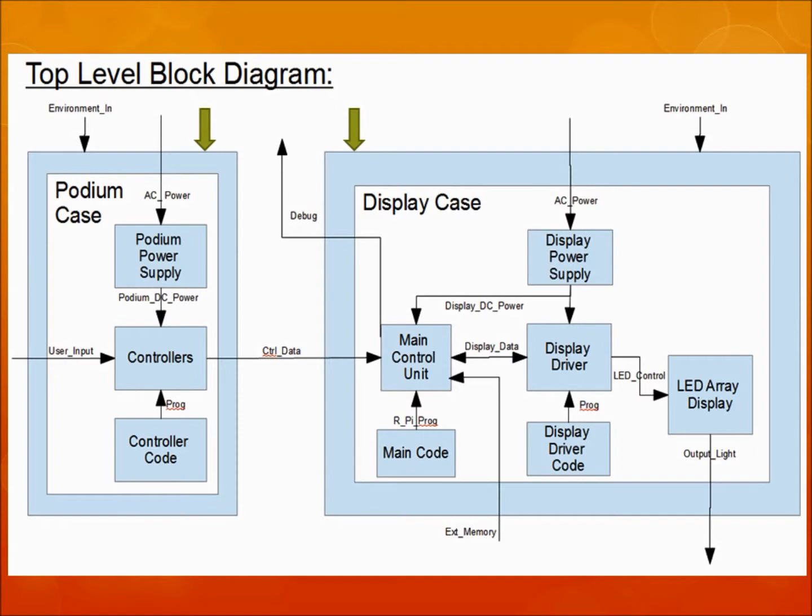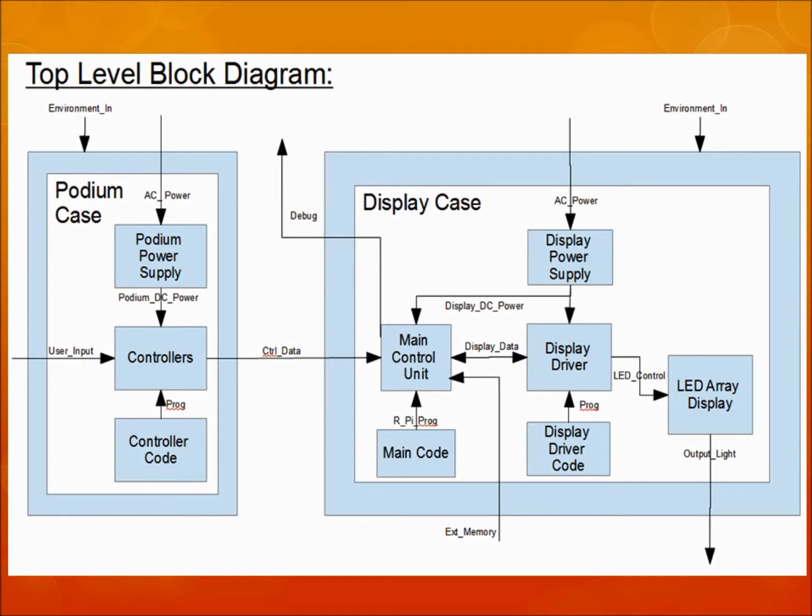The podium case is meant to be out in a common area so that users can easily interact with our system. Now, because we have 2 different cases, we need 2 different power supplies, the podium power supply and the display power supply. The difference between the 2 is that the display power supply has more voltage rails so that it can power all of the hardware within the display case. Also, the display power supply needs to be able to source more current to the display because it takes up more power.